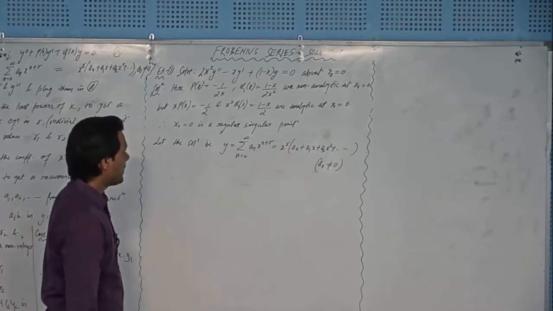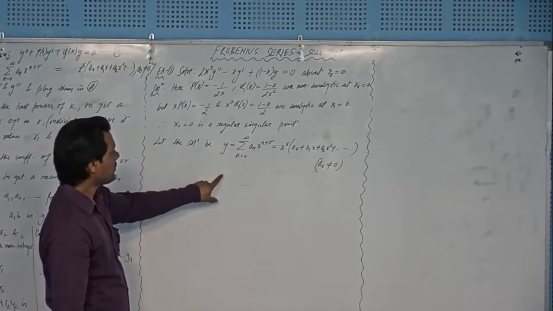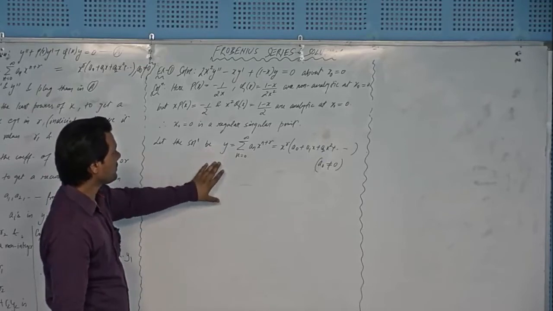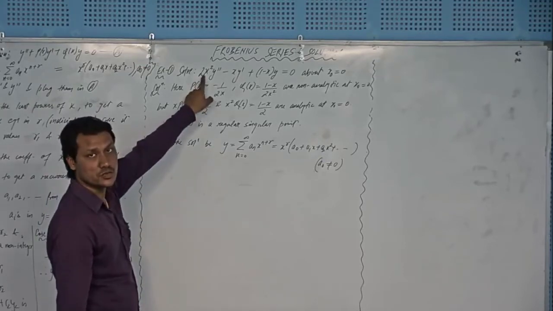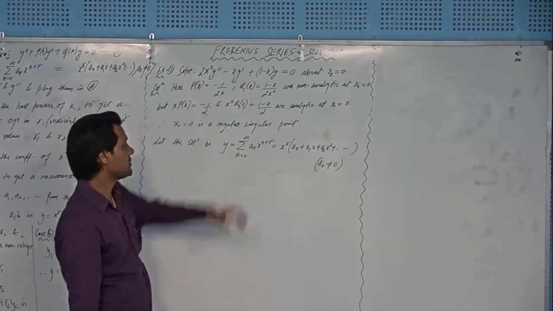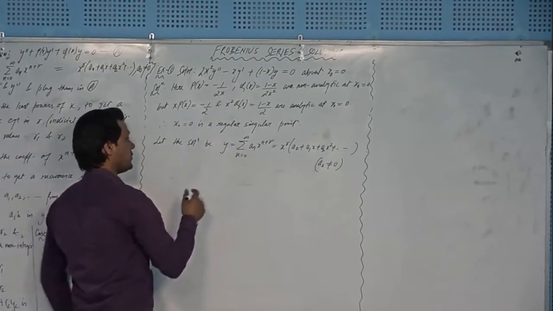Okay, and now I will differentiate this y once and twice. Then I will substitute those values here in my differential equation. I need y double dash, I need y dash, right? So first I will differentiate it once.